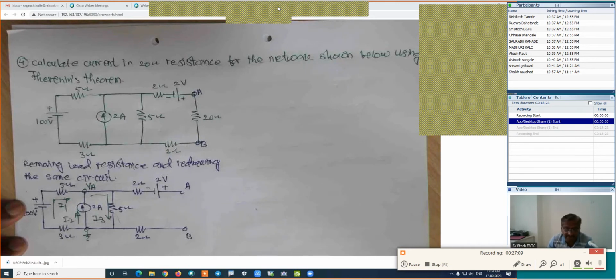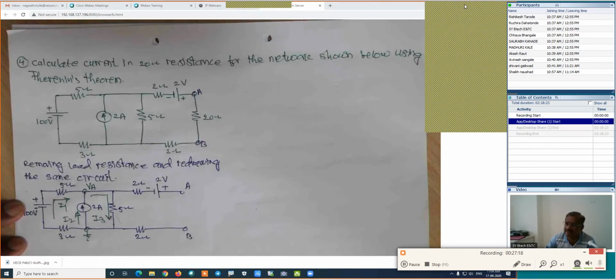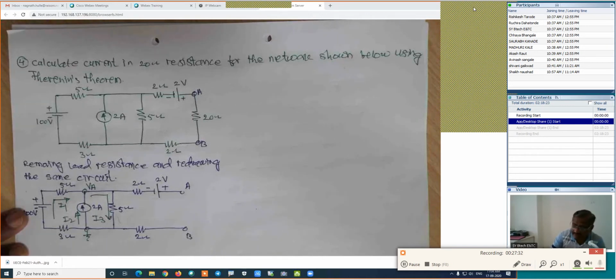Use any method. Many times I prefer the nodal analysis because the majority of students are not comfortable with nodal analysis. That's why, to have practice, most of the time I'm using the nodal analysis method. But simple is the mesh analysis if you are comfortable, or maybe any other method in which you are comfortable. Is it right? Now I will complete this.